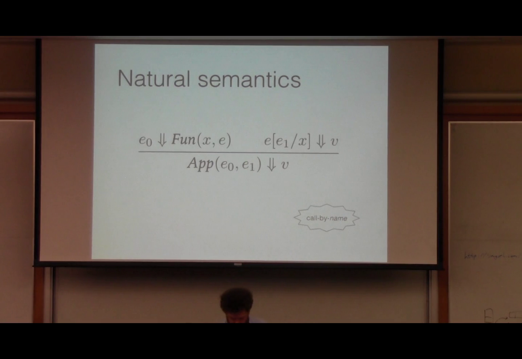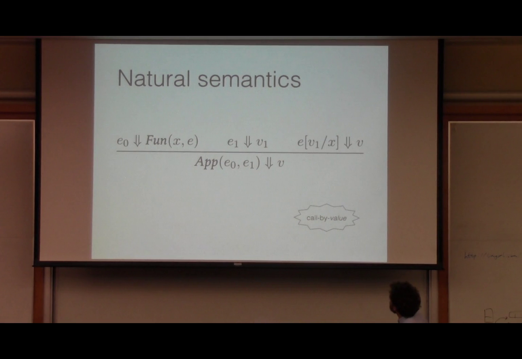Here's the call by value variant of the natural semantics. Similarly, if the left side evaluates to the function and the right side evaluates to some value v1, and substituting that value v1 for x gives you v, then the whole thing gives you v. So here we're expressing that the argument must evaluate to a value.